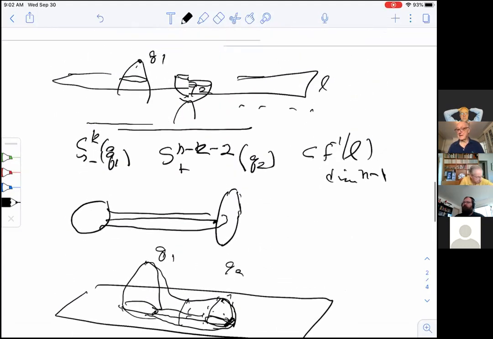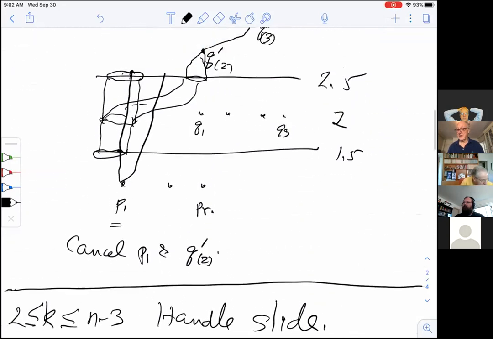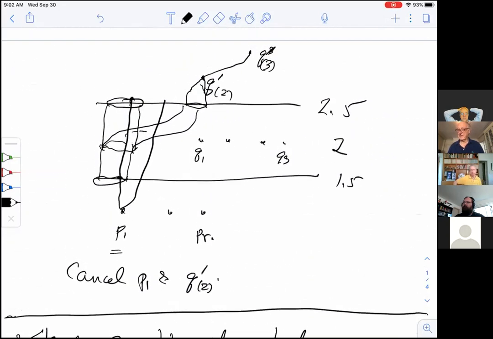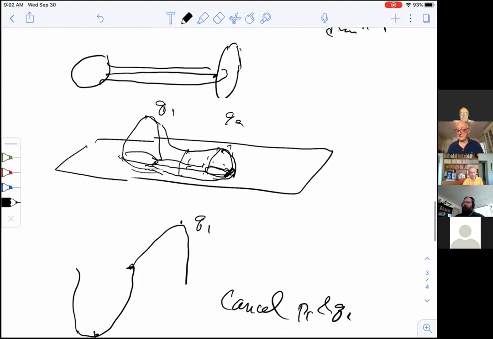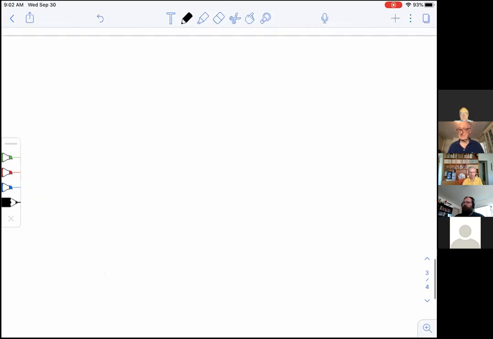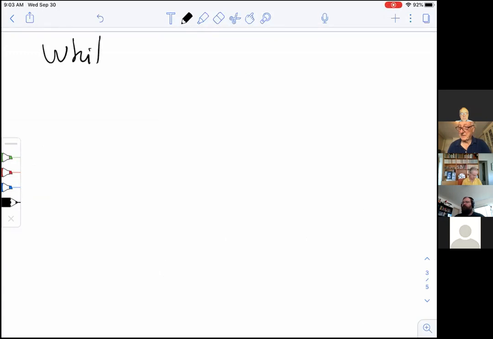Anyway, these are the essential ingredients in each of the three cases. Handle slide in this case, creating a new critical point, which is not needed to kill the fundamental group, and doing an isotopy in the second case, and really nothing to say in the zeroth case. All right, so that's the recap. What I want to talk about now is how you reduce the second cancellation theorem to the first. And what I'm going to be explaining is usually called the Whitney trick.